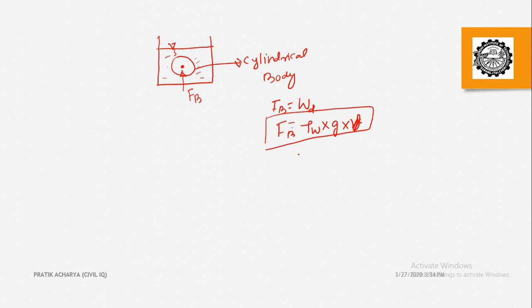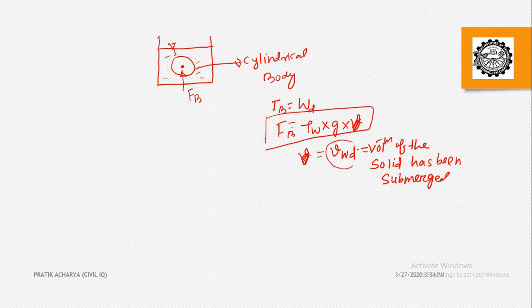This volume submerged means how much part of the body has been submerged, or how much water has been displaced. In simple language, the volume of the solid that has been submerged will be equal to the volume of water displaced. So I am talking about the magnitude. After that, we have to locate the point of action.